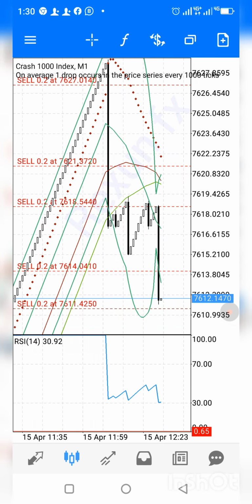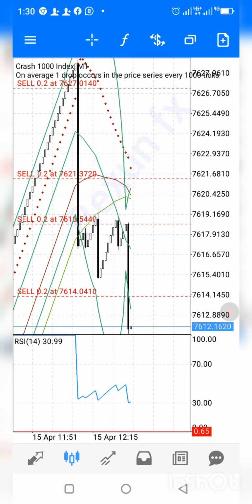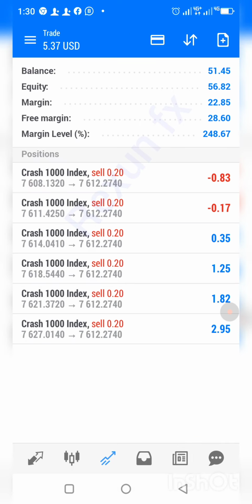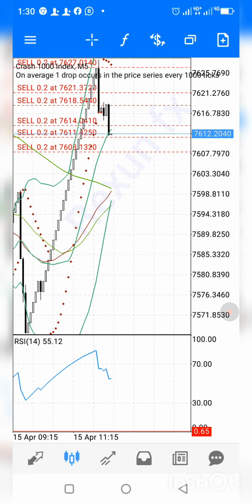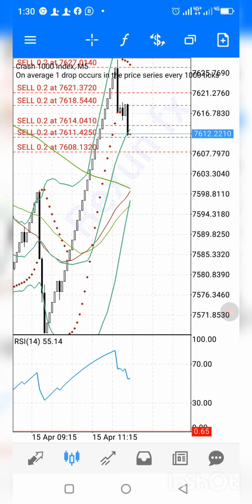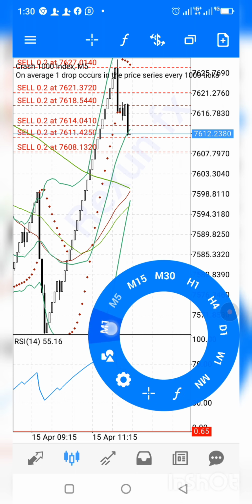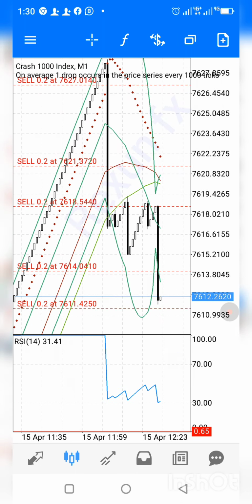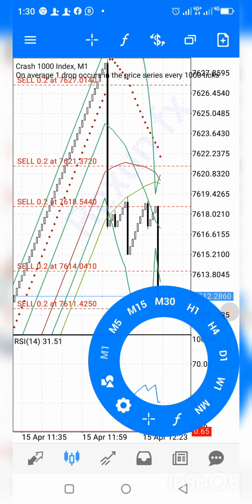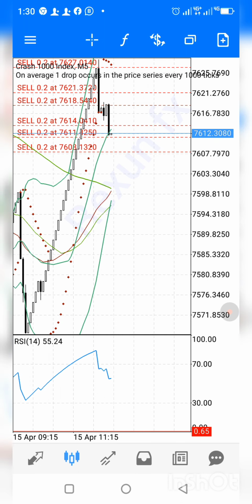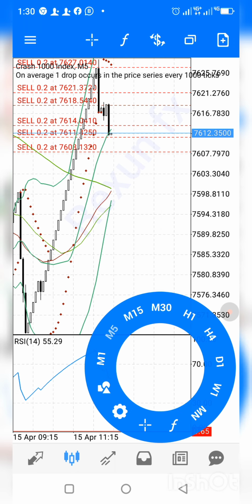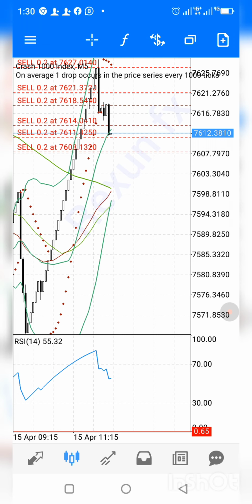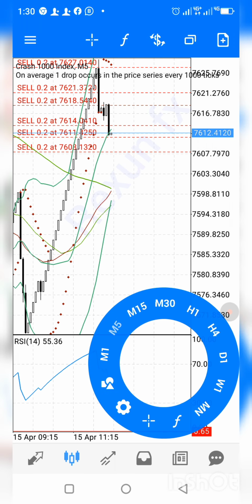Another spike just happened, and this has almost covered up all the trades. So we have $5 profit right now. So you can see that this strategy is very effective, and this is the worst of the worst case scenario. RSI entering 99.98, almost 100, you know.